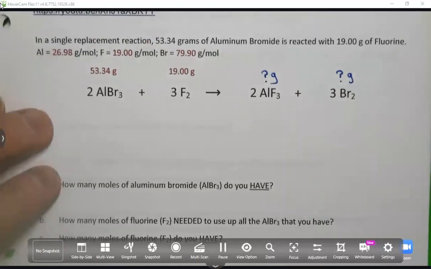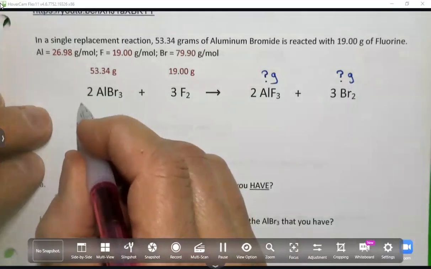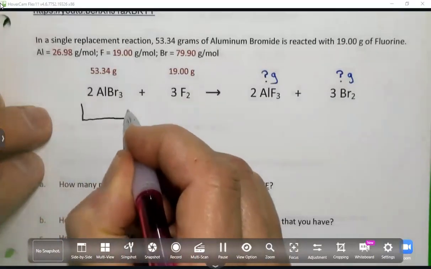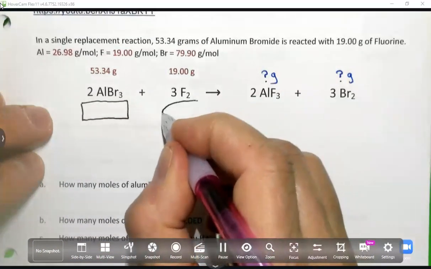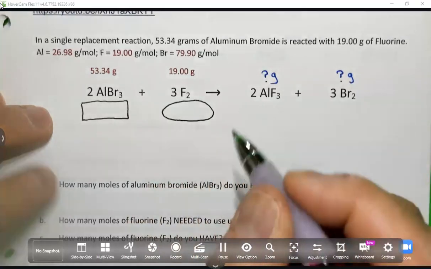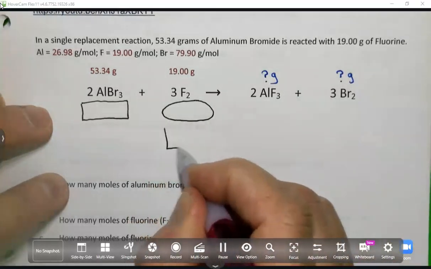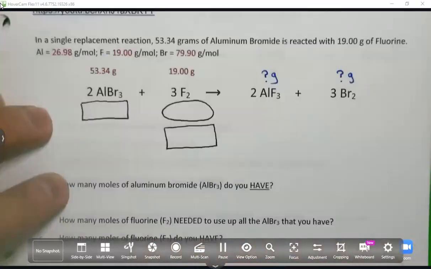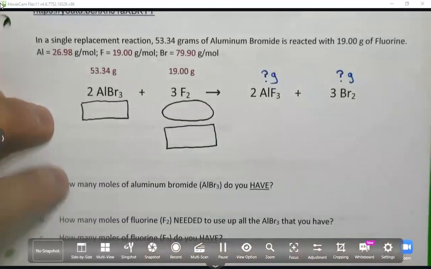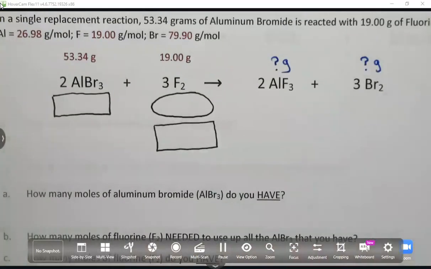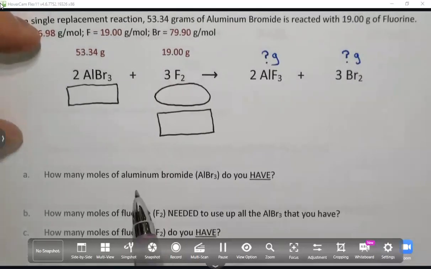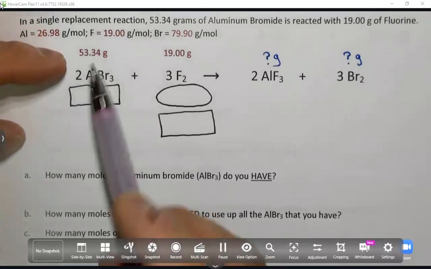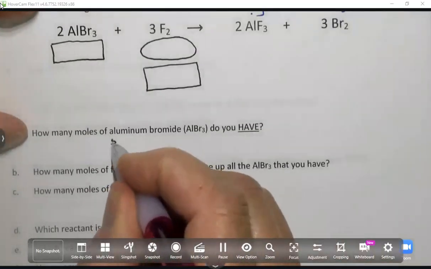Okay, here's our first step. We know we have to do this. We got to figure out how many moles of aluminum bromide we have. We got to figure out how many moles of fluorine we need. And then we're going to figure out, well, how many we actually have. So let's start right here. How many moles of aluminum bromide do you have? Well, we've got 53.34 grams. So we'll do it right here.